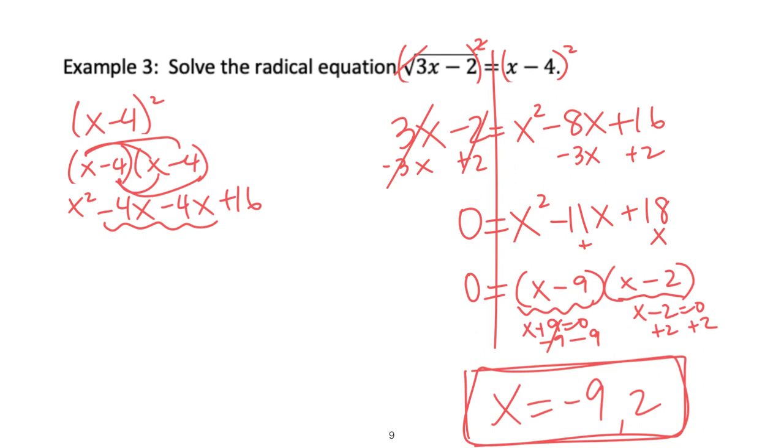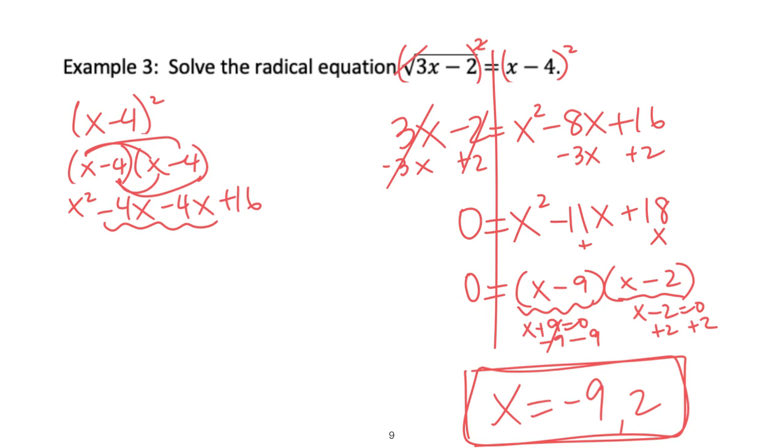Now, we do have to check our solutions on these ones for an answer that doesn't actually work. So if you notice, we had this square root, and we know we can't have square roots with a negative underneath. That's imaginary. We don't want that as a solution.